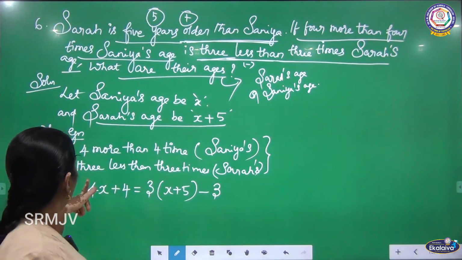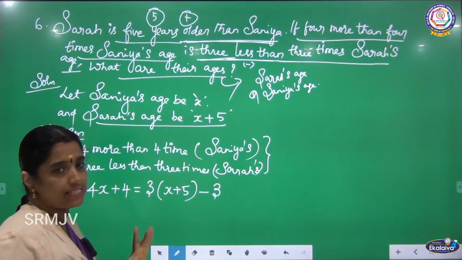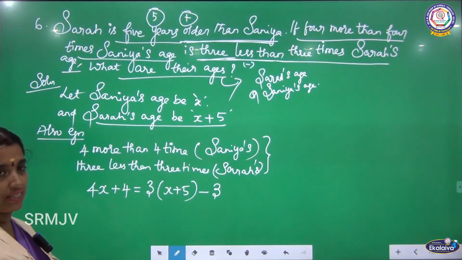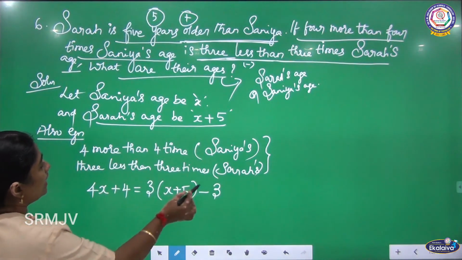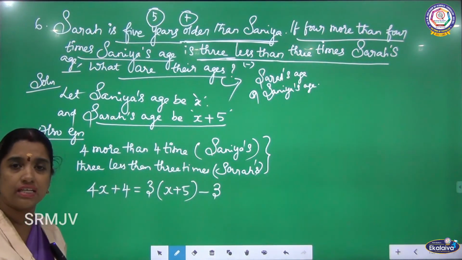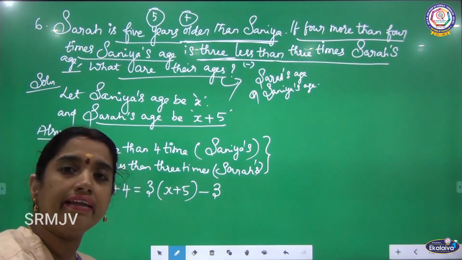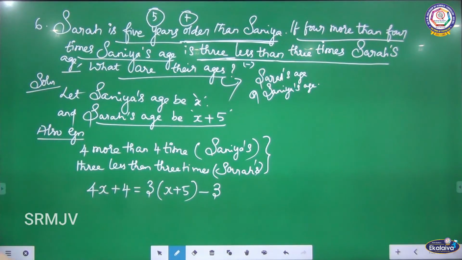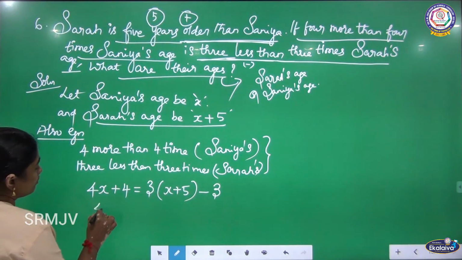So for that, 4 more than 4 times means 4x plus 4. Next, 3 less than 3 times, so what is that? 3x minus 3. But here I have Sania's age as x, and Sarah's age I have taken as x plus 5. Why? Because she is 5 years older than Sania. So for that x plus 5. Can you clear this? Now you can solve this equation.